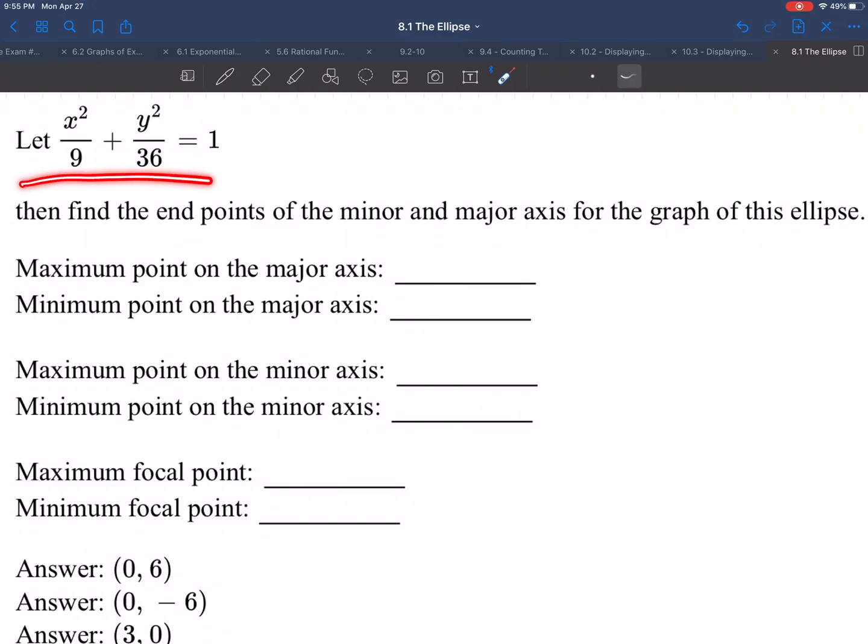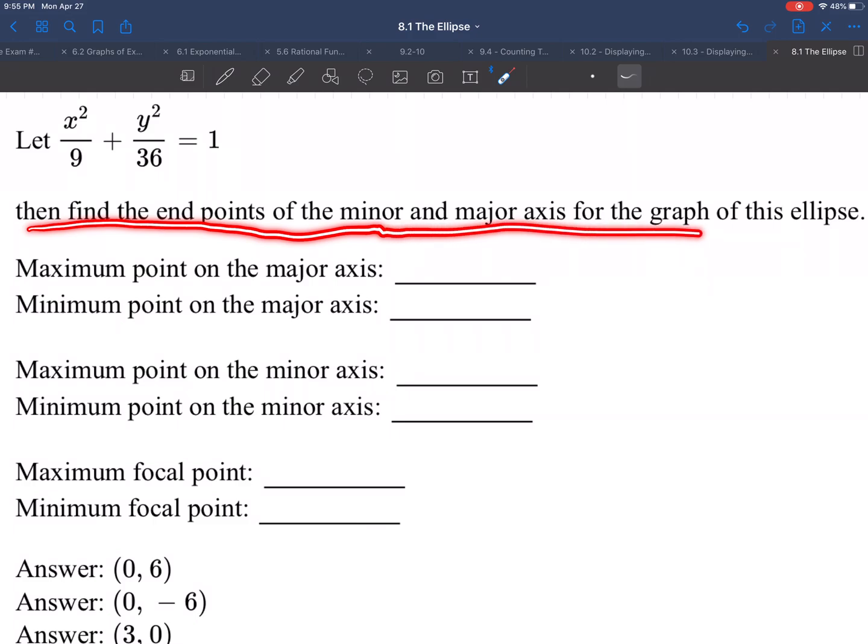Okay, so here's the equation of an ellipse. They say then find the endpoints of the minor and major axis for the graph of this ellipse. It's kind of weird, starts out with "then." I'm not sure why there's a "then" there. But anyway, they want me to find the endpoints of the major and minor axis.